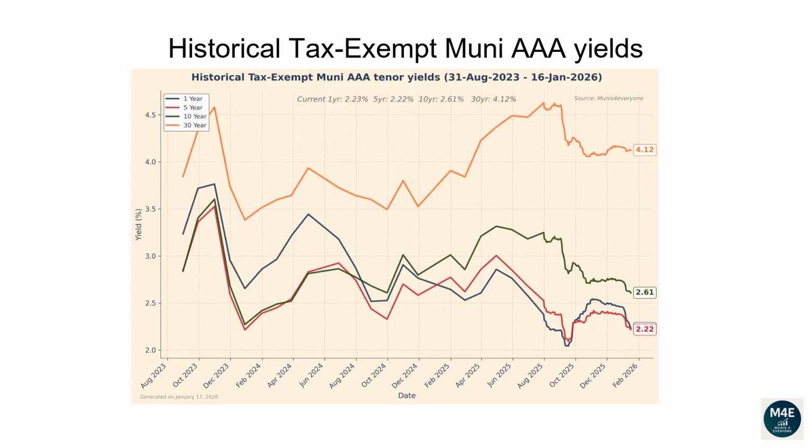This line plot and the next plot show how each tenor of the Muni yield curve has changed over time. From the 31st of August 2023 to the 20th of January 2026, the 1-year yield has dropped from 3.24 to 2.25. The 5-year yield has dropped from 2.85 to 2.25. The 10-year yield has dropped from 2.84 to 2.66. The 30-year yield has increased from 3.85 to 4.2.